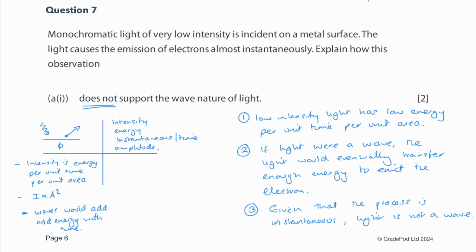Let's go back to our diagram. Let's go back to our quadrant and see if we've got everything we need here. Have we included the word intensity, energy? Yep. Have we included instantaneous, time? Yep. We haven't included amplitude, and I don't think actually we needed to put that in here. But we have included this idea and this idea. I'm really happy with that answer.